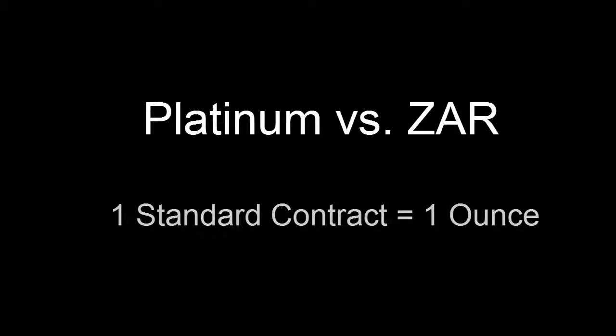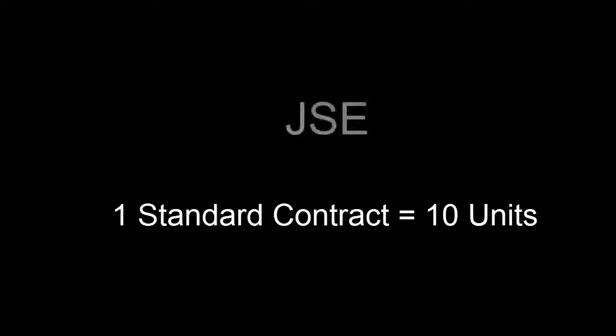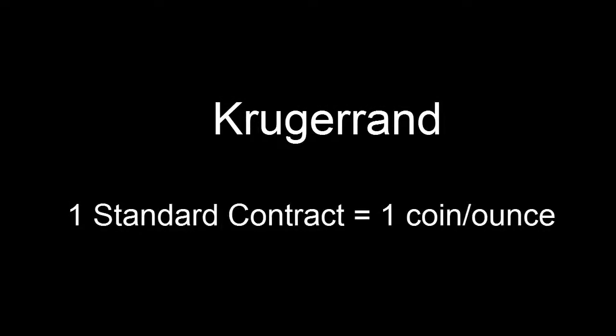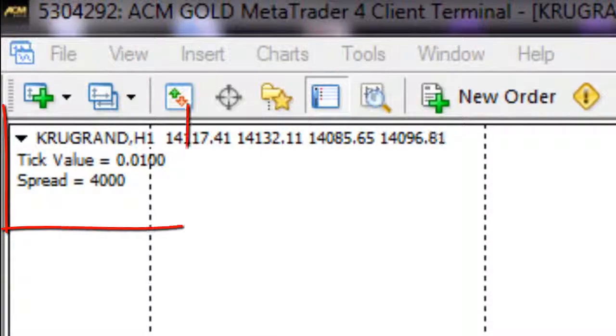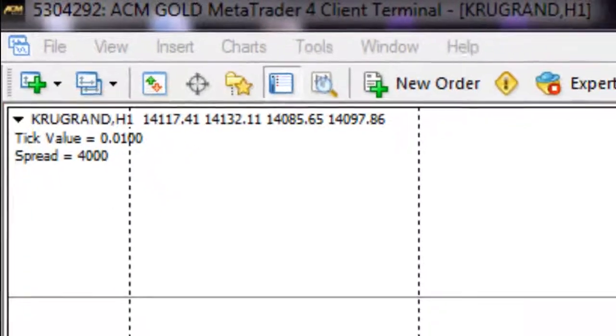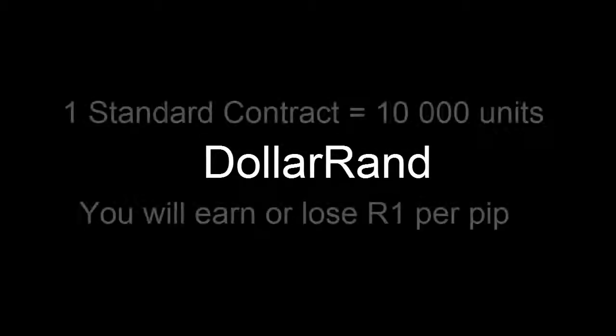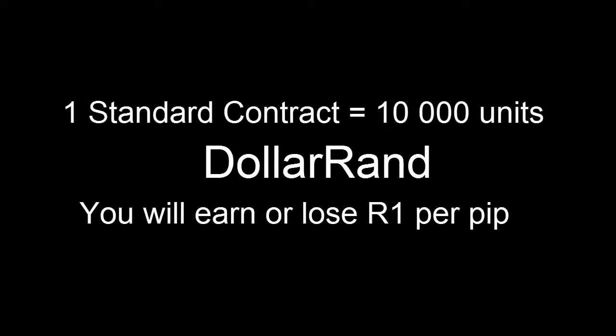Platinum versus South African Rand, our standard lot there will equal 1 ounce. The JSE, your standard lot equals 10 units. And then finally we have our old friend the Kruger Rand, where your standard lot will equal 1 ounce or 1 coin. Keep your eye out for the spread. Here the spread is 400 pips. Remember, because of the adjustment of the contract size, it will not cost you an arm and a leg to trade these indices, metals, and this exotic forex pair.